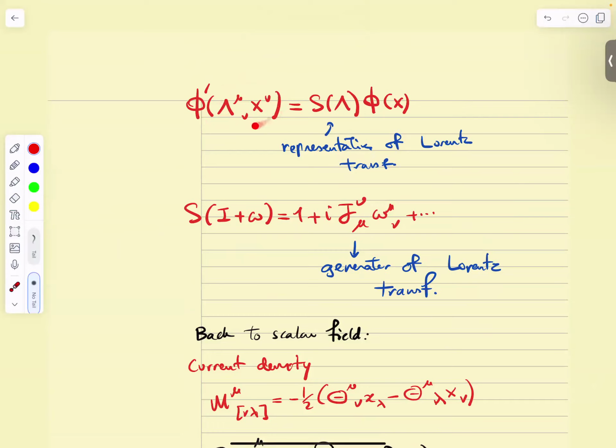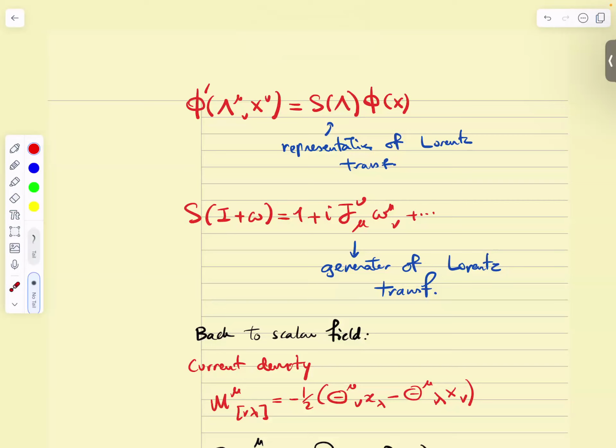As you send x mu to lambda mu nu x nu, the field will transform to phi prime, and phi prime is some matrix acting on phi. So you can think of it this way: phi has a label, phi of A, and that matrix, S of lambda, has A, B indices. Notation-wise, we often write it this way.